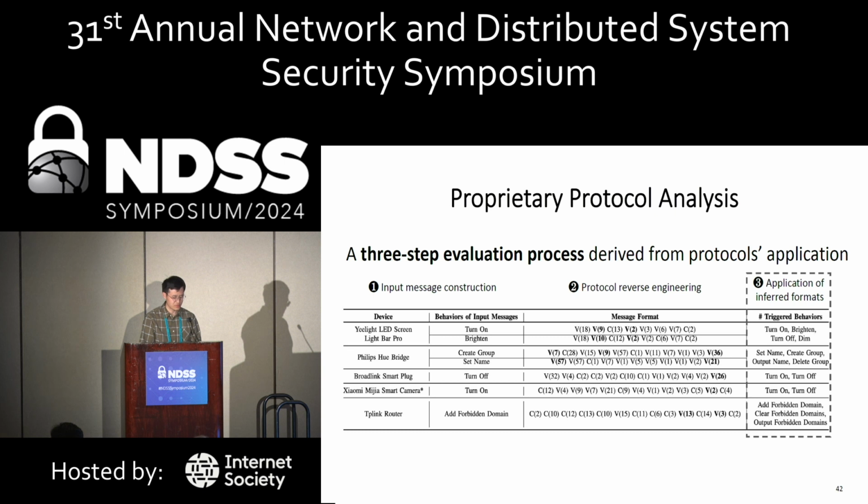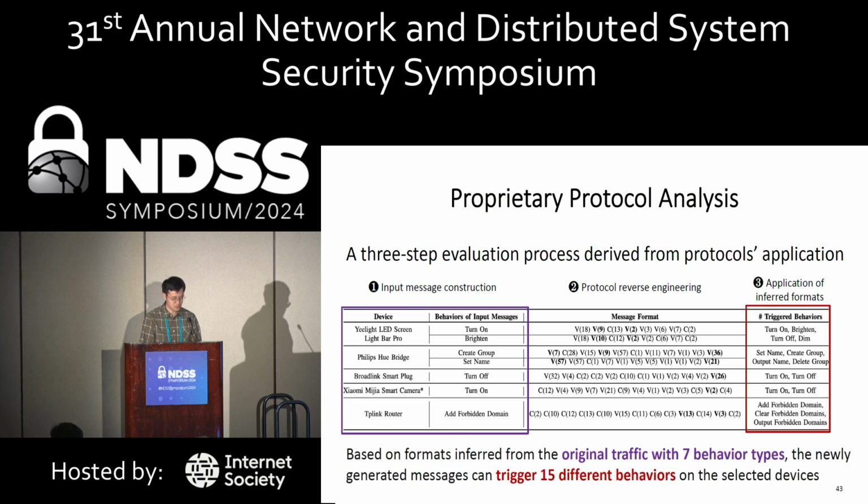Finally, to evaluate the results, we use the inferred formats to generate new messages. We then send these new messages to the device and observe what behaviors they can trigger. The results show that based on the formats inferred from the original traffic with 7 behavior types, the newly generated messages can trigger 15 different behaviors on the selected devices.